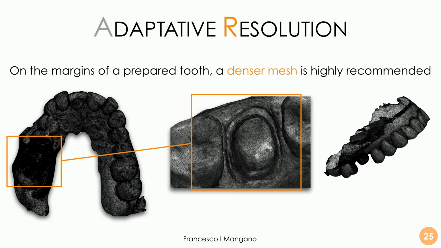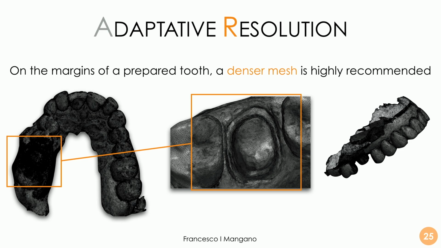And here we can see it clearly. If we watch this mesh, it's already a very dense mesh, but if we watch the preparation, we see that many more triangles are located in the area of the preparation, because here we want to have a denser mesh that is highly recommended to help the dental technician to identify the margin line, and it works very well.